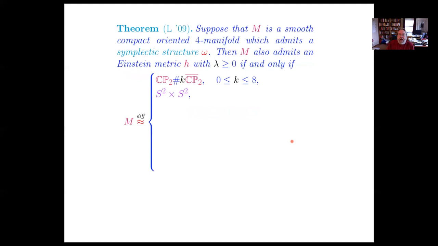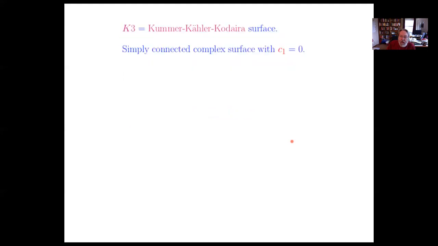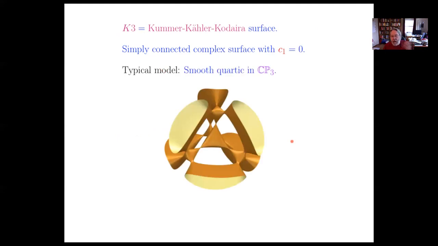The next thing on the list is S2 times S2. Then I mentioned the manifold K3 a moment ago. So K3 arises as a simply connected complex surface with vanishing first Chern class. There's only one diffeomorphism type of K3. By the way, K3 stands for Kummer, Kähler, and Kodaira. That's terminology invented by André Weil. So a typical model is you could take a smooth quartic hypersurface in CP3, and that is an example of a K3 surface, and any other K3 surface is diffeomorphic to that model.